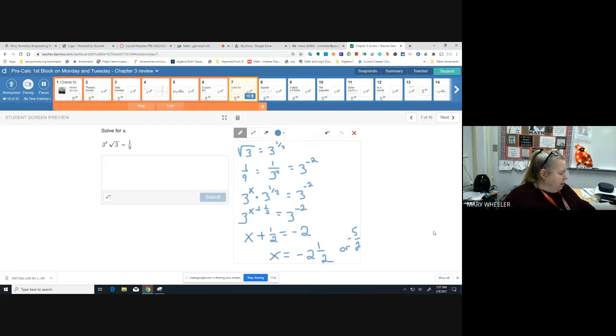Hey, Layla, I saw on your screen that you're doing the caret. If you type in the little square root sign, it'll bring up MathType, and it'll automatically then give you an exponent. Kendall, looks like you're doing the same thing. So if you want to get MathType, just hit that little square root right there. Jacob, same thing.